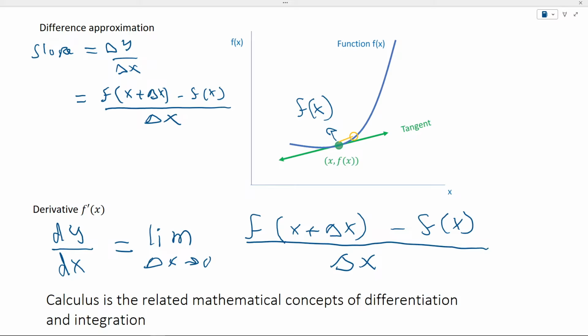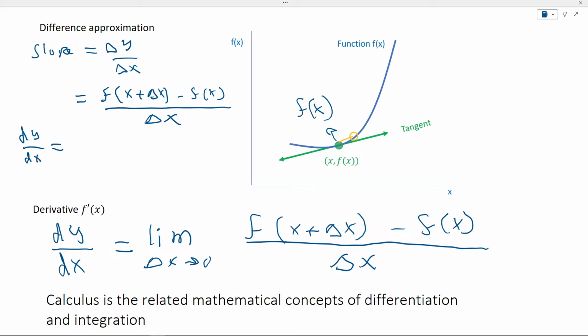So the derivative is dy over dx as the delta x, this distance, goes to zero. That's called the derivative, which is the rate of change of a function. There are different ways to write it. One way is dy over dx.